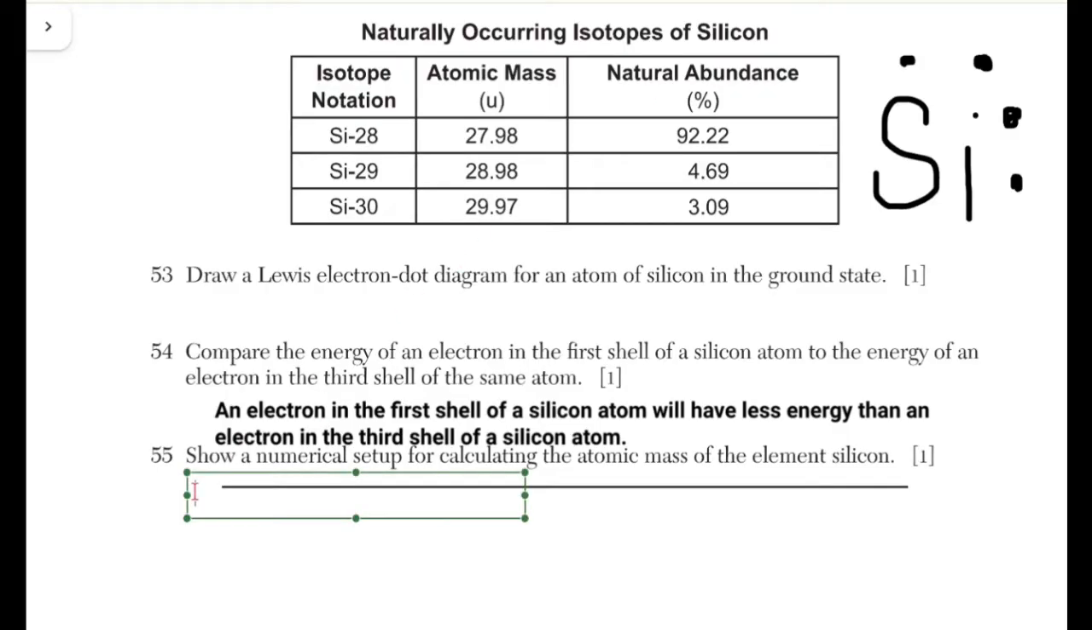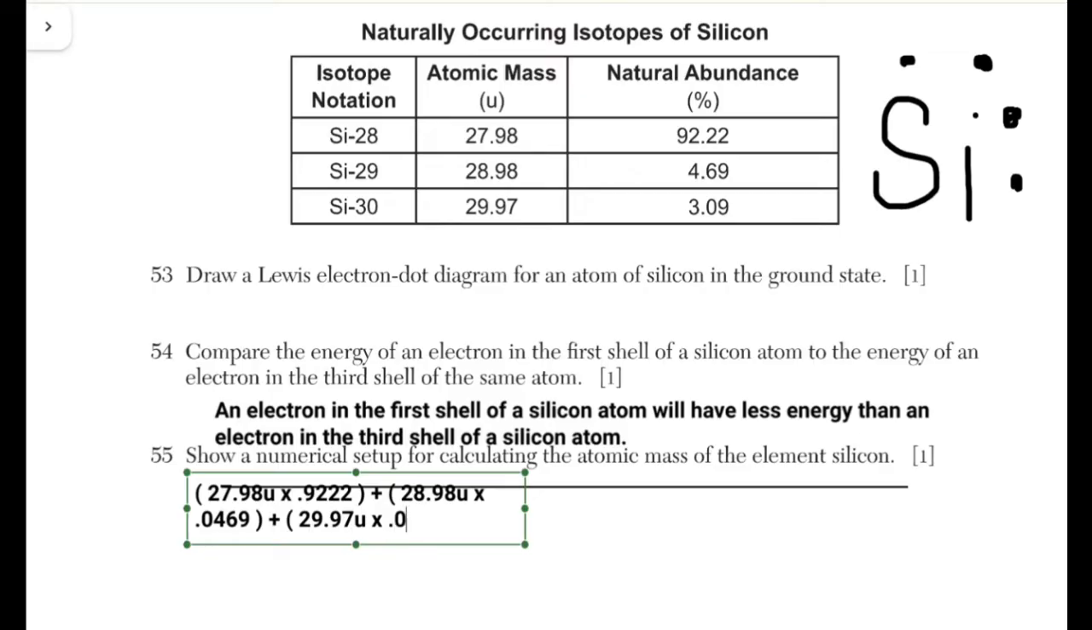For silicon, we can do 27.98 u times 0.9222 plus 28.98 u times 0.0469 plus 29.97 u times 0.0309. Since it asks for the setup, you do not have to calculate the answer.